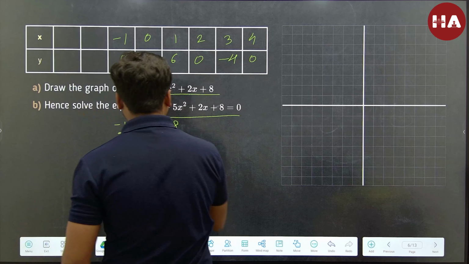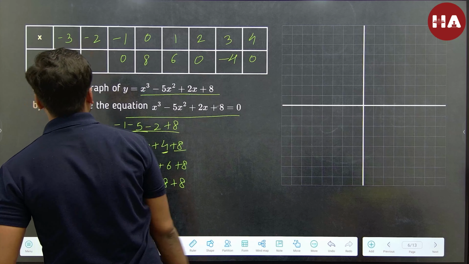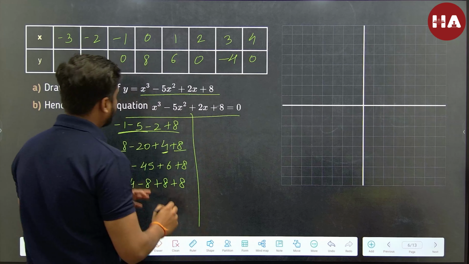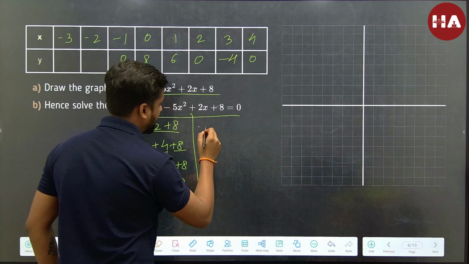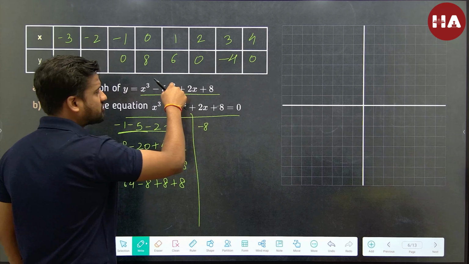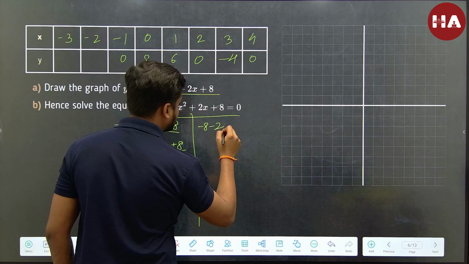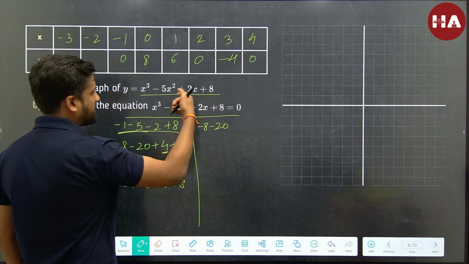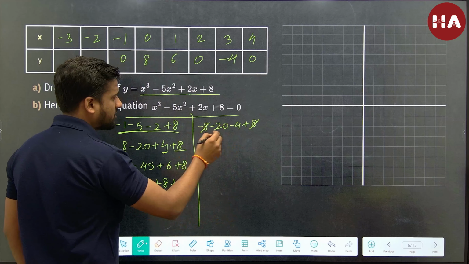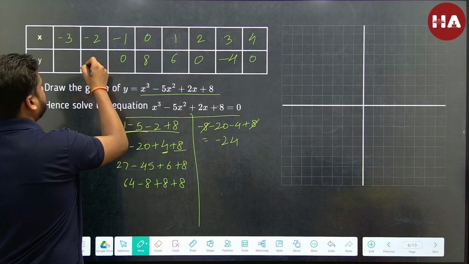Now let's come to the negative ones, that is minus 2 and minus 3. At minus 2, let's solve the minus 2 value. That is going to be minus 2 cube, that is minus 8. Minus, minus 2 squared is 4, right? And 4 times minus 5, it's minus 20. 2 times minus 2, it's minus 4, plus 8. Cancel them out, you will get minus 24.